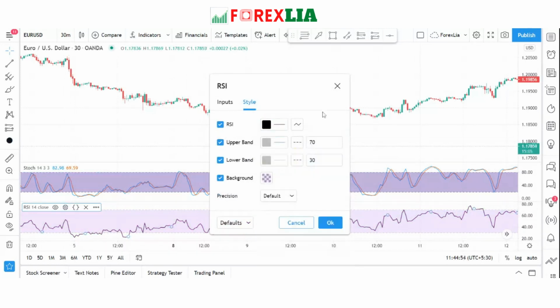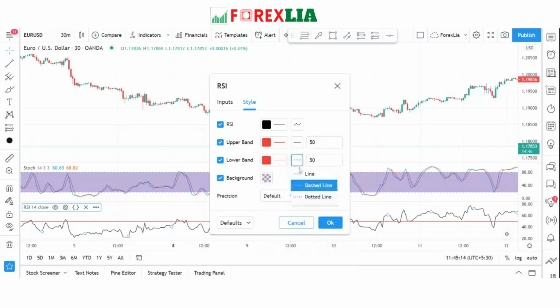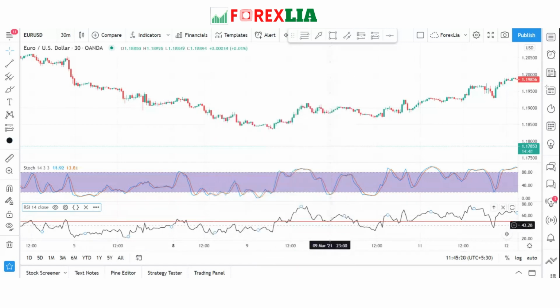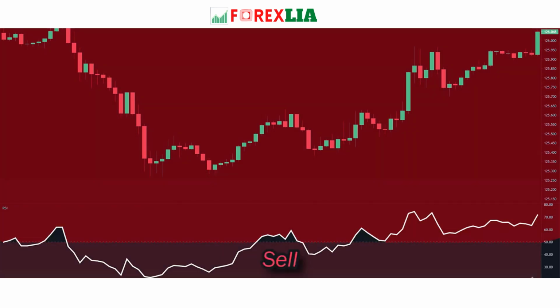However, for this combination strategy, first we need to go to the indicator settings and change both of these levels to 50. So now we have a single line in the middle like this, and the way we use it to confirm a trend is very simple. If the RSI is above the middle line, it means that the price is on an uptrend, so you only take buy positions, and if the RSI is below the middle line, it means that the price is on a downtrend, so you only take sell positions.